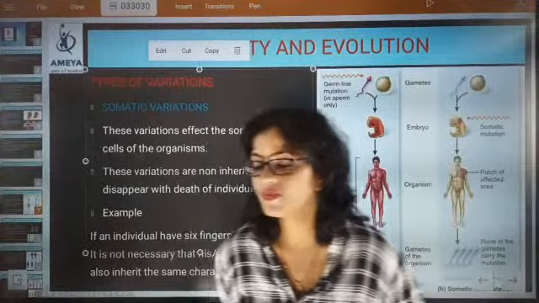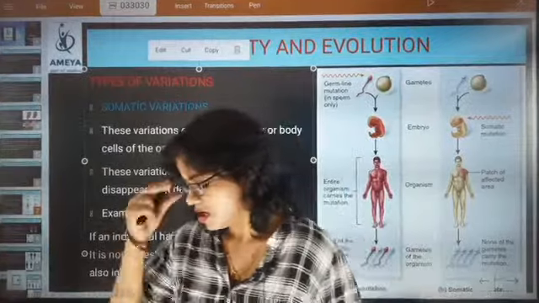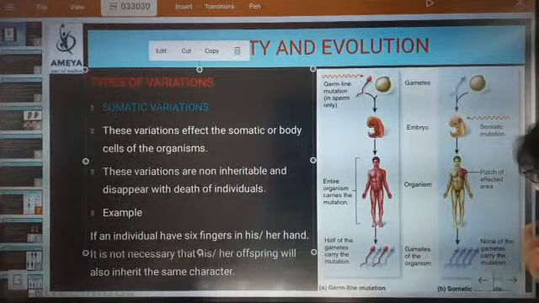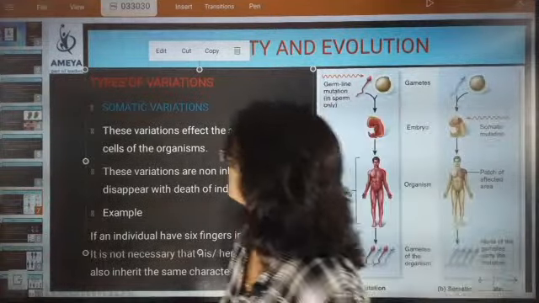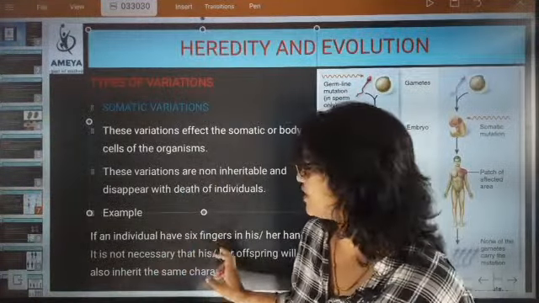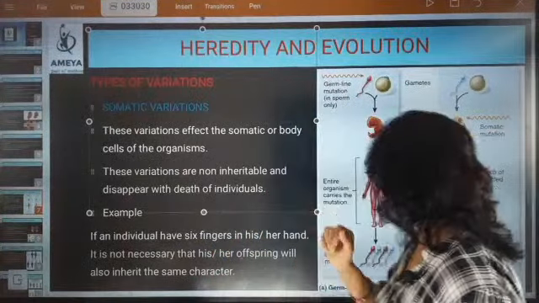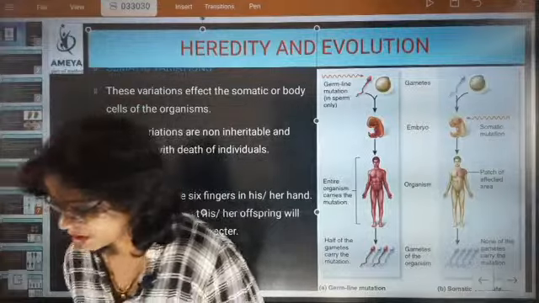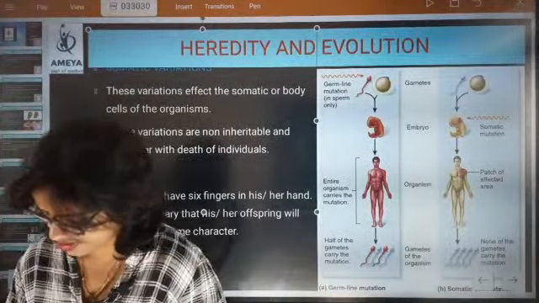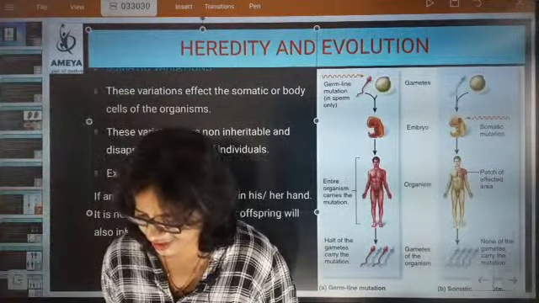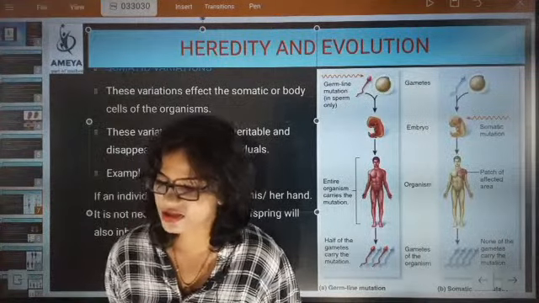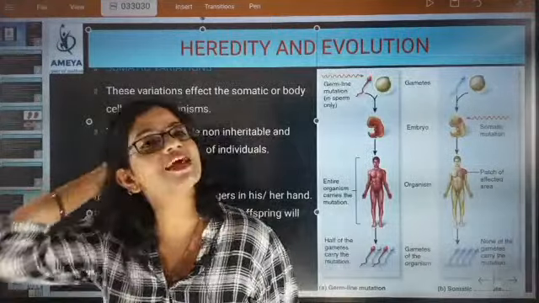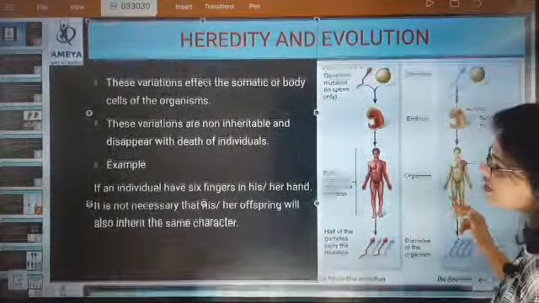Now last class we were talking about types of variations. In that we discussed first somatic variation, and second we were talking about germline mutations. So there are two different types of variations: one is somatic variation, the other is genetic variation.